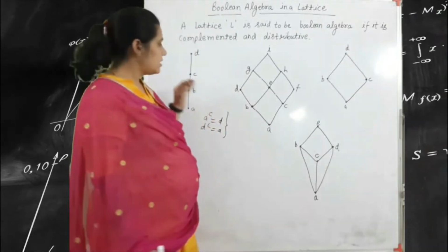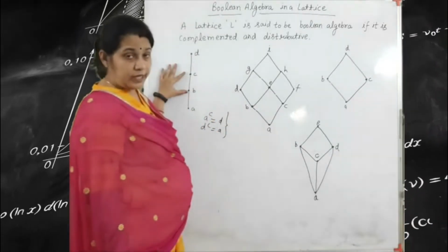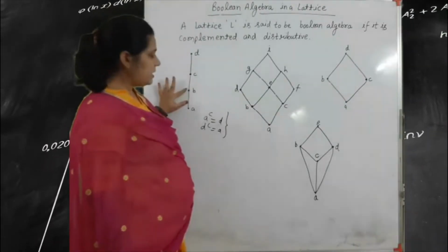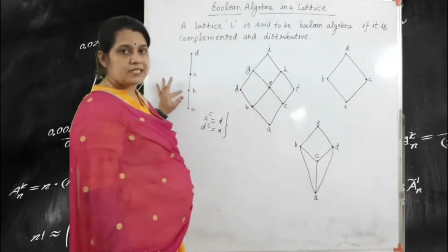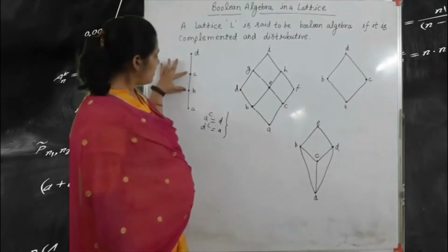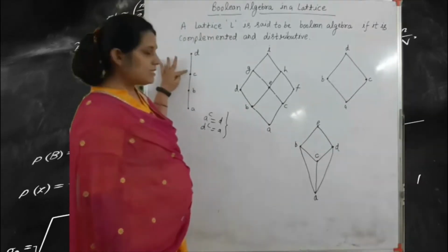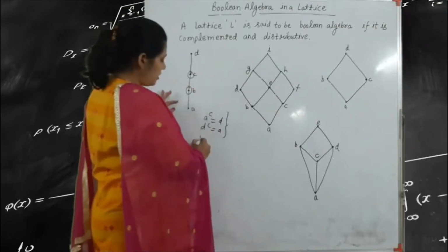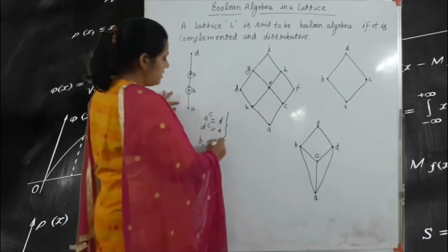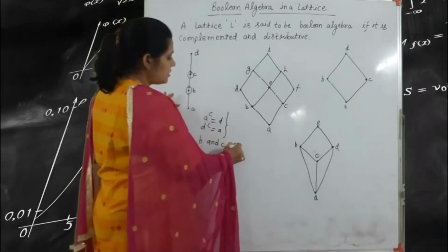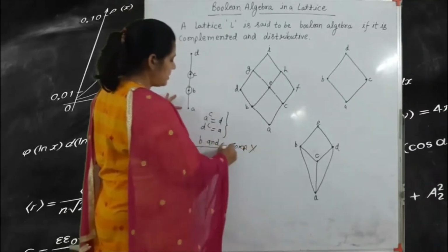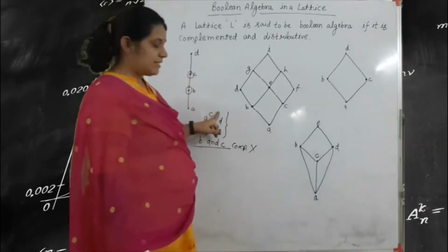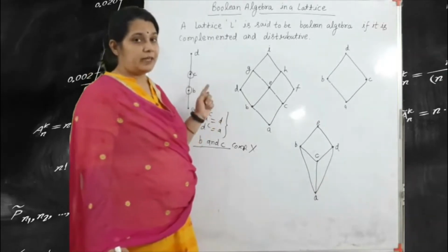Next one is what? If we consider B and C. Okay, so if you consider A and B, the join is B and the meet is A. So this is not a complement of each other. If we consider B and C, the join is C and the meet is B. So this is not a complement of each other. So according to B and C, the complement does not exist here. That means what? Either 0 or 1 complement is present here.